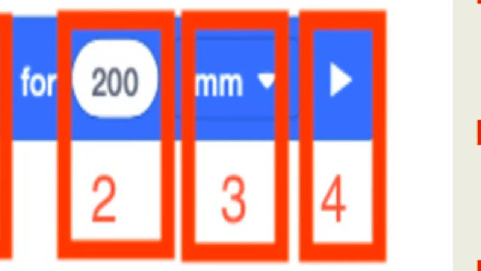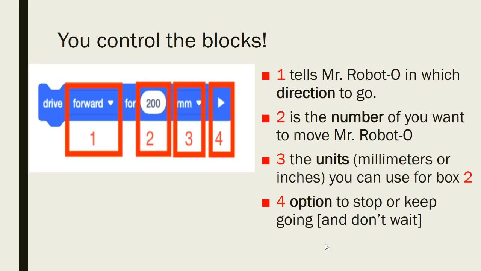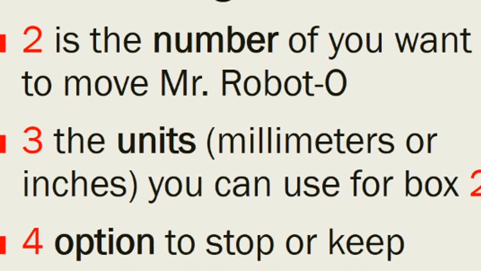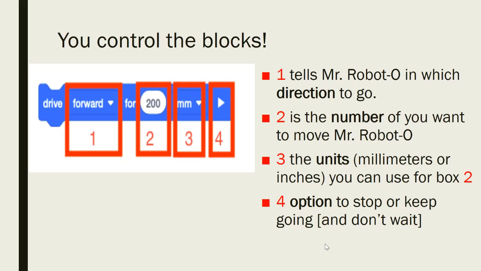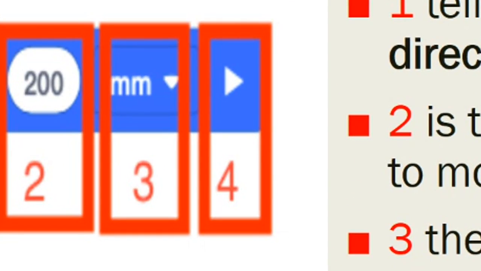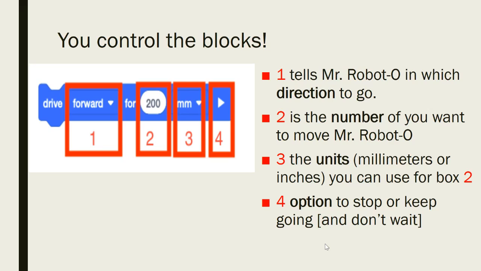The third part is describing the units for the numeric value. In this case, it is set to millimeters, which is what we will be using in class. However, if you want to explore with inches, you can do so. And the last part, the white triangle facing the right, is an option to either stop or keep going. Meaning after this command is done, you can tell your robot that's it. You want them to stop there, or it should continue to the next block underneath.